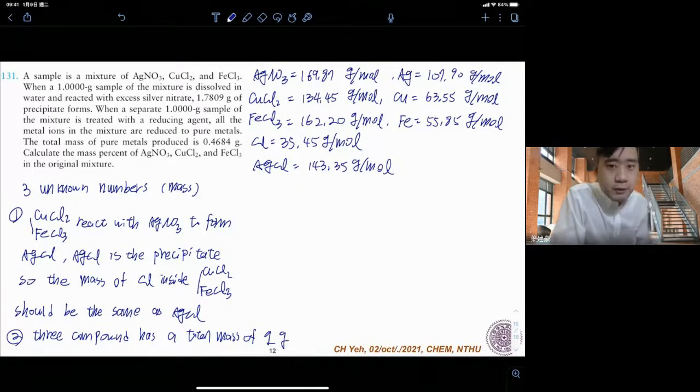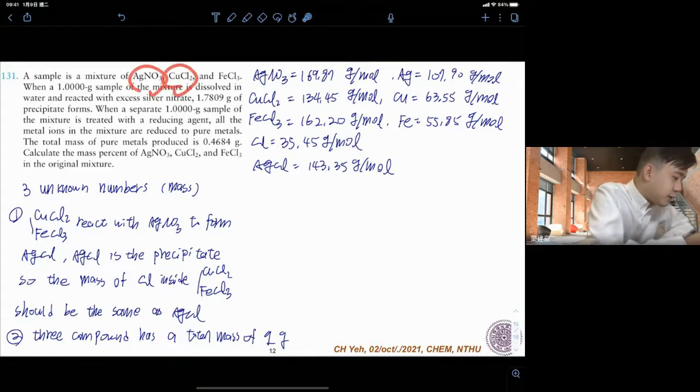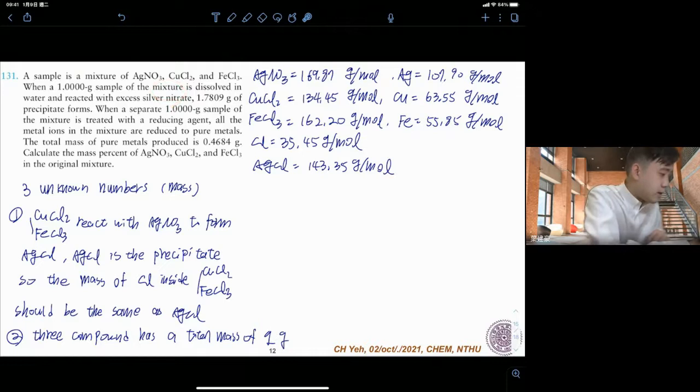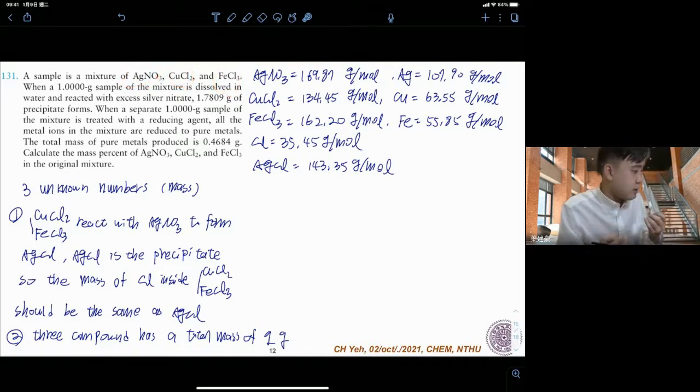Okay, the final question over here is 131. Let's take a look. A sample is a mixture of AgNO3, CuCl2, and FeCl3. So a sample of 1 gram of the mixture, which means there is 1 gram, and it contains these 3 compounds, which have a total mass of 1 gram.